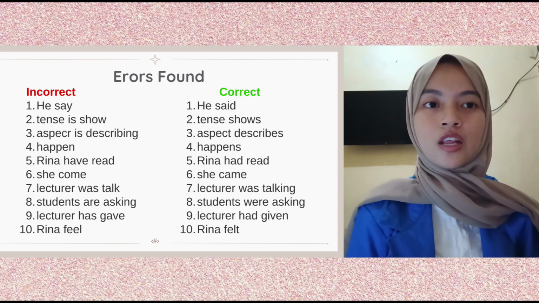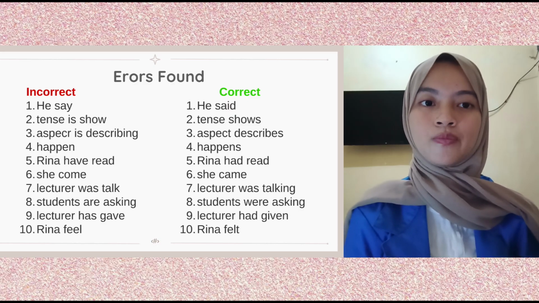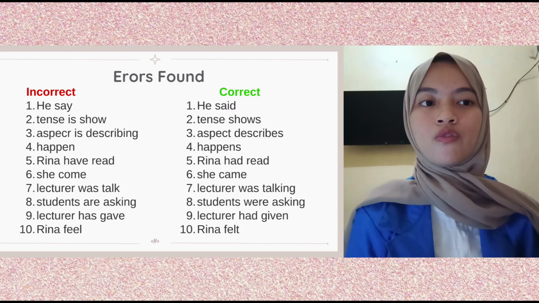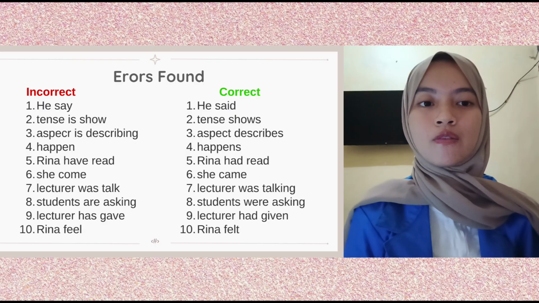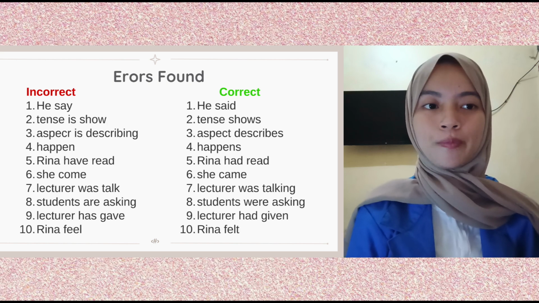"Rina have read" becomes "Rina had read." Past perfect is needed to show an action completed before another past action. "She come" becomes "she came." The sentence is in the past tense, so the verb should be "came." "Lecturer was taught" becomes "lecturer was talking." After "was" or "were," the verb must use the -ing form.